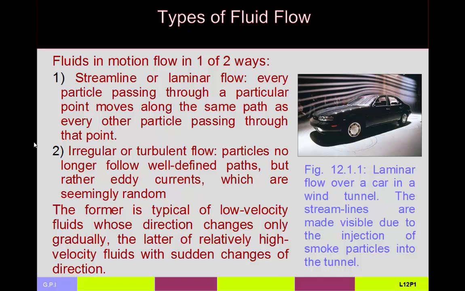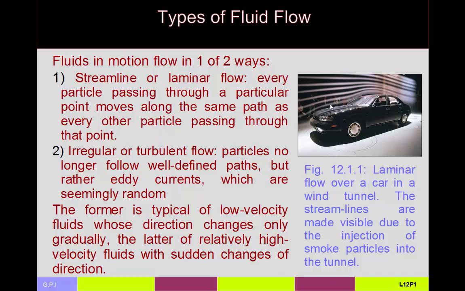The other type is irregular or turbulent flow, and in this case you don't get very well defined paths. This would be like if the smoke was intermixing between each of these streamlines. And the one that we're going to look at today is laminar flow. And this one is usually associated with low velocity fluids, fluids in which all direction changes are gradual, and not very high velocity per se, no large sudden changes of direction.